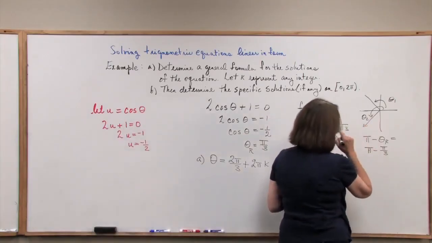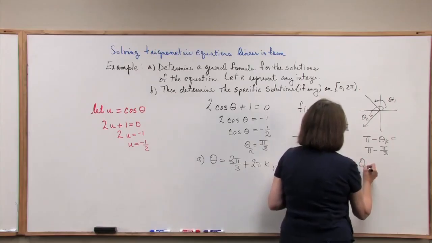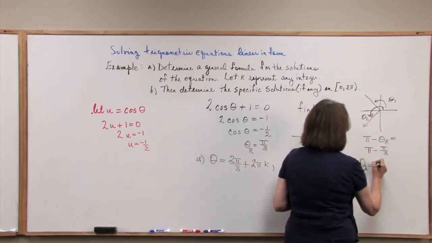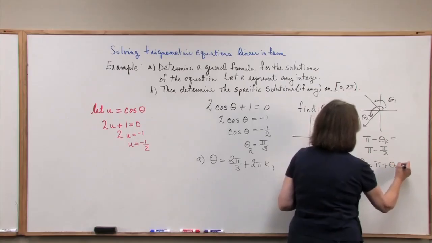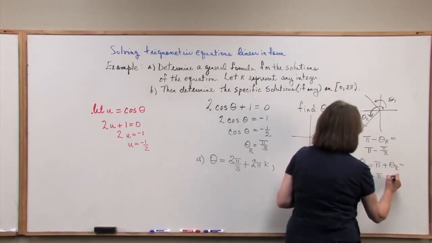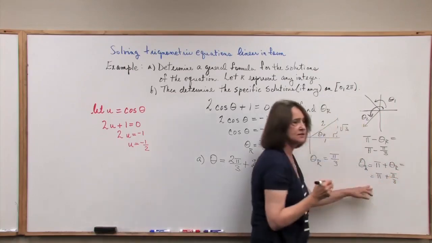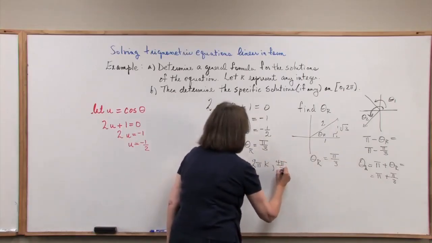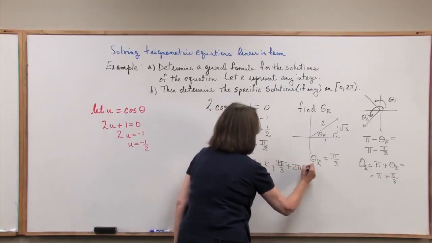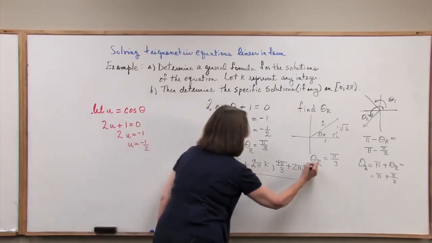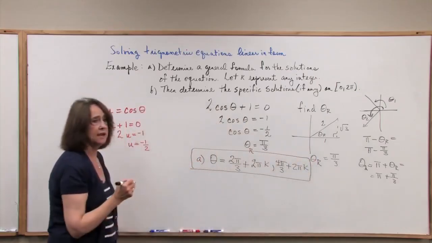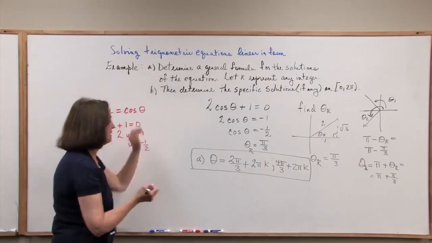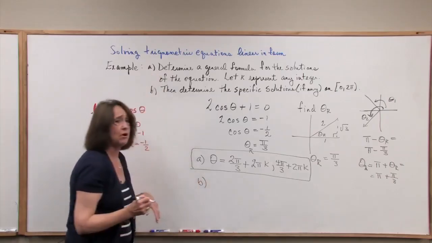What about the second angle, theta 2? Well, in quadrant 3, theta 2 will be pi plus the reference angle. So that'll be pi plus pi over 3, which is 4 pi over 3 plus, again, 2 pi times k. And that is the answer to the A part of our problem. What do we do for the B part?